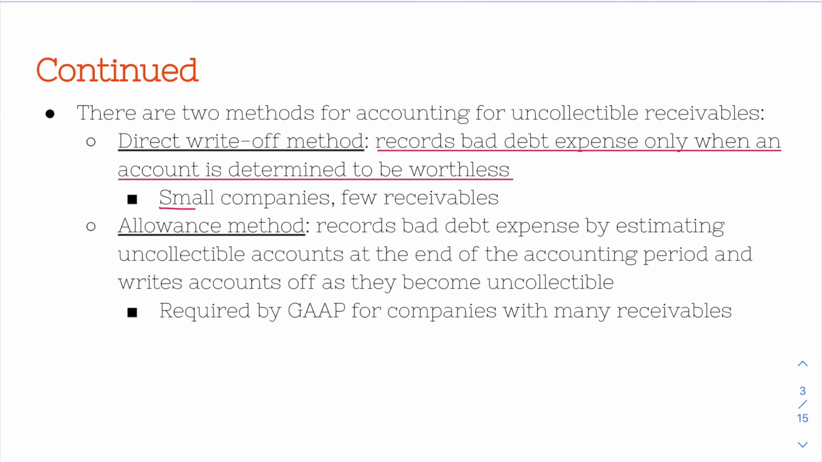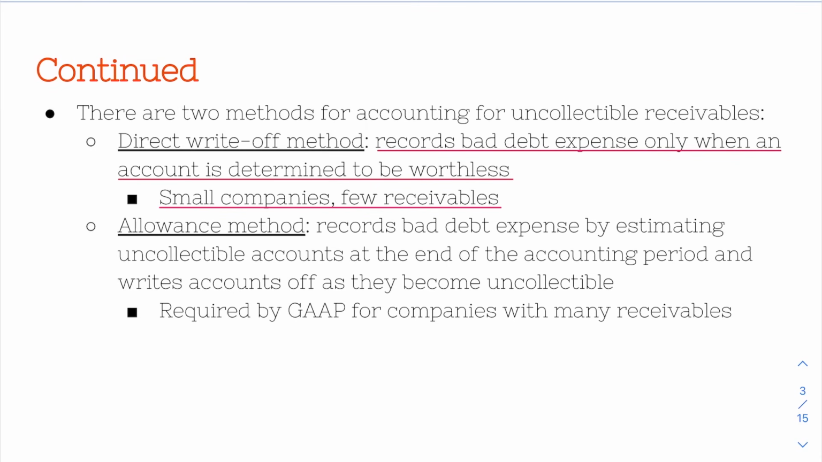This is used by small companies with few receivables because, as you can imagine, if you're a large company, you have tons and tons of receivables, and it'd be really hard to keep track of every single one, the amounts and everything else, and then write them off directly. It'd be hard to keep track of.